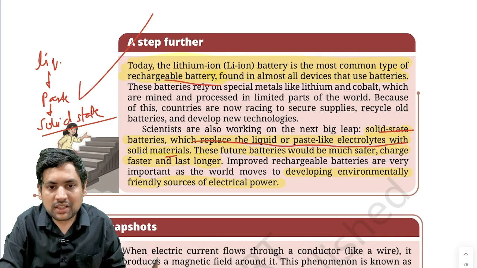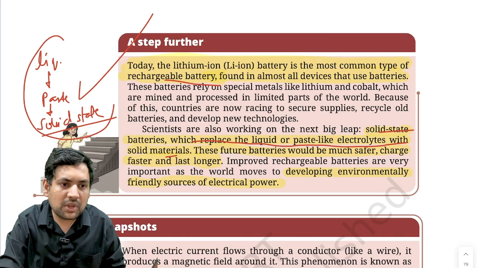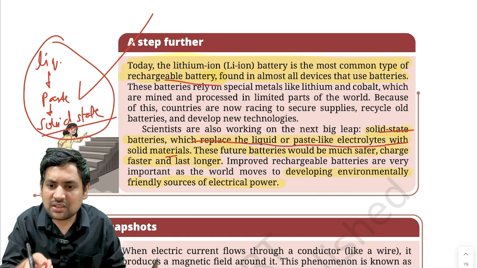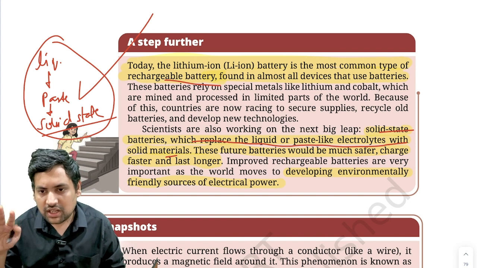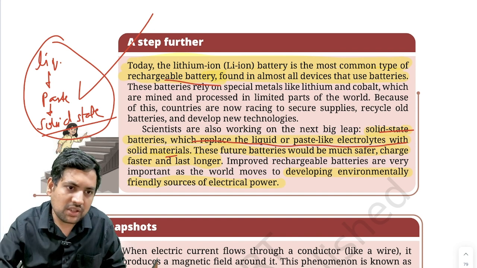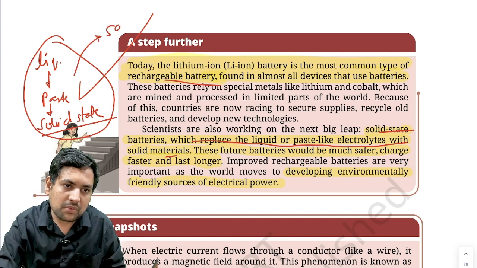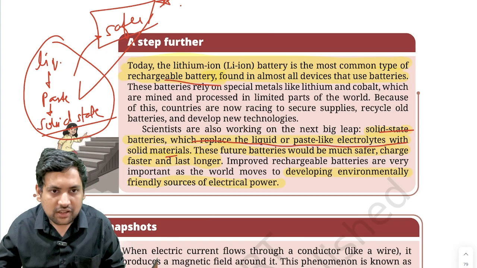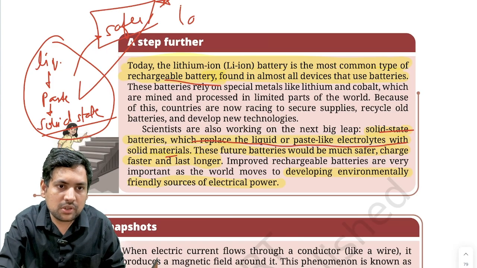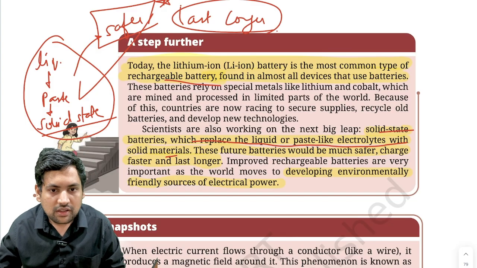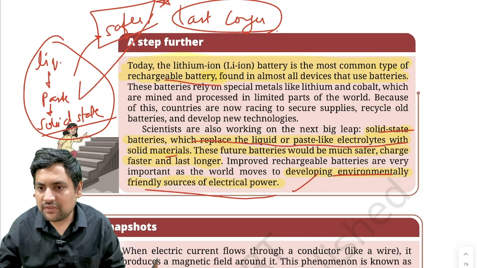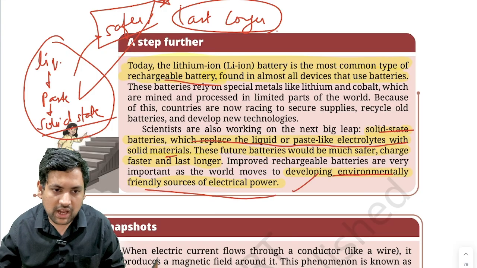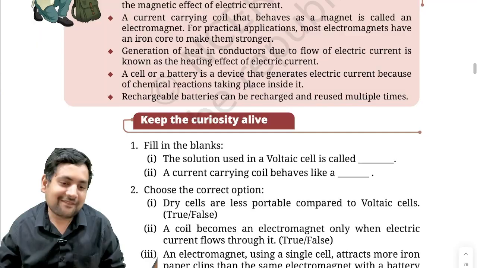So why solid state batteries? Because there is no leaching. Leaching means some part going here and there and mixing up, and that is not possible in solid state batteries. That's why they are much safer, and that is the reason they are able to last longer as well. And developing environmentally friendly sources of electrical power is a very important need that we have as humans today.